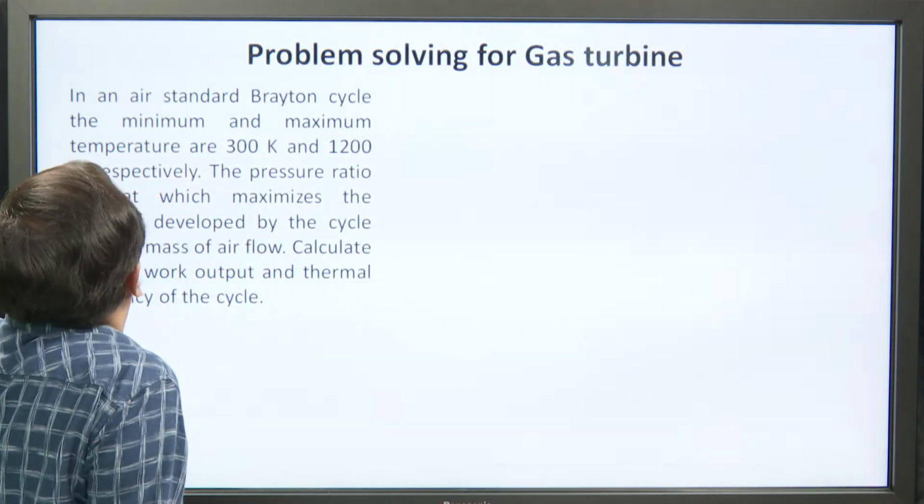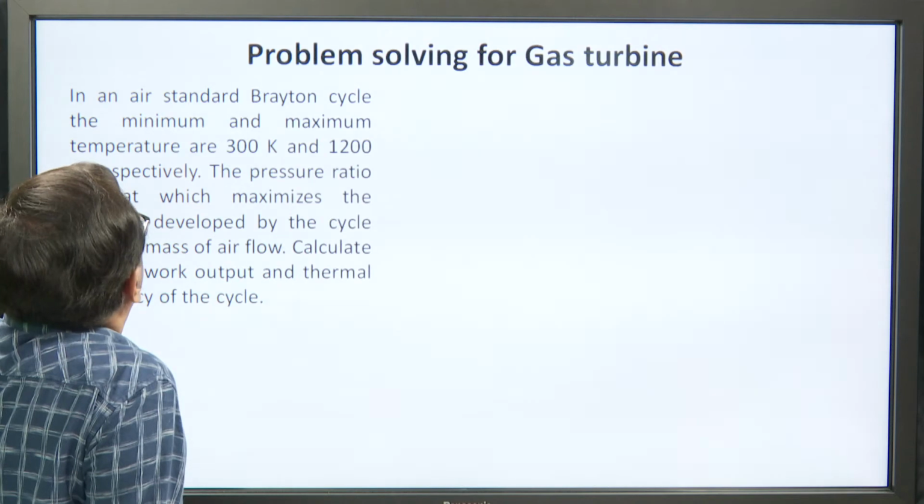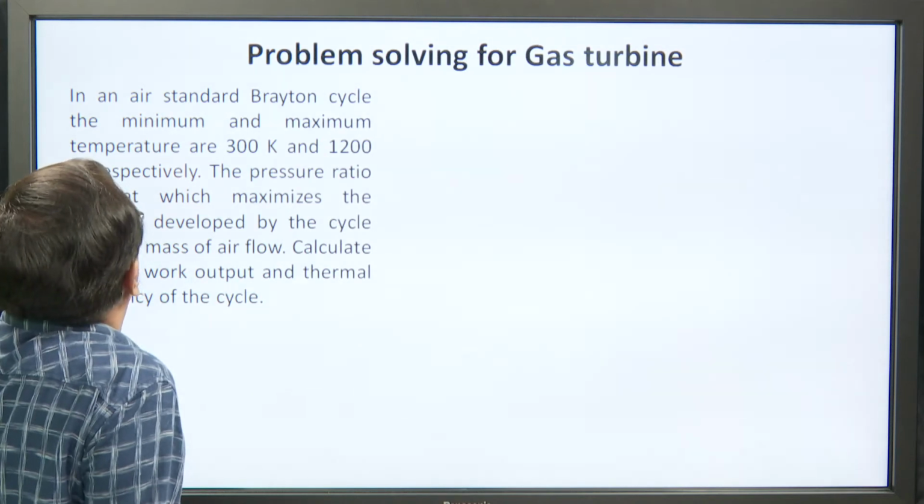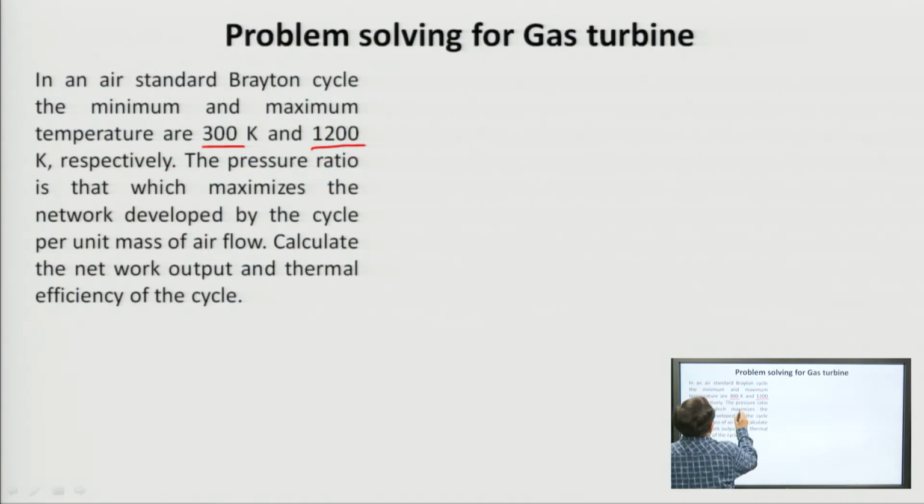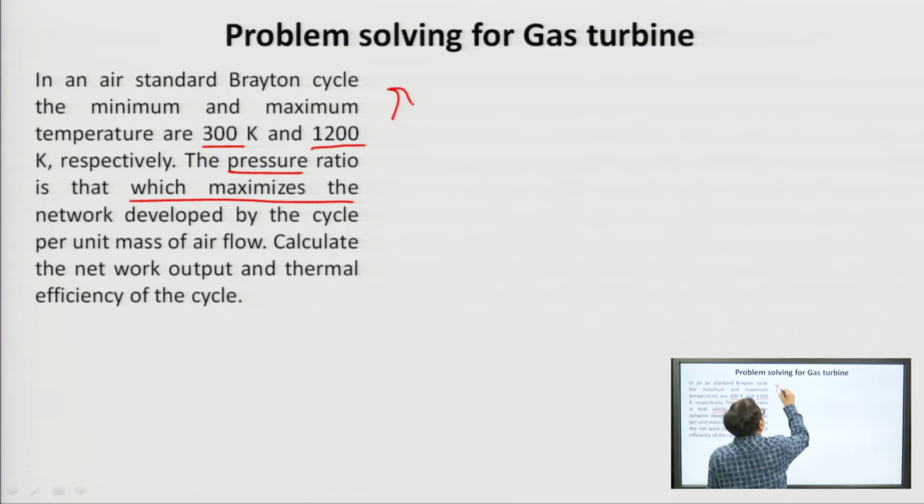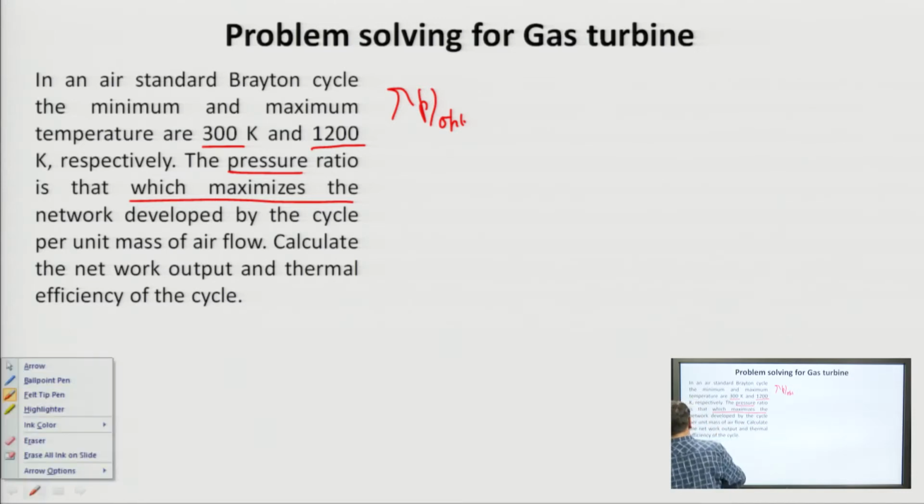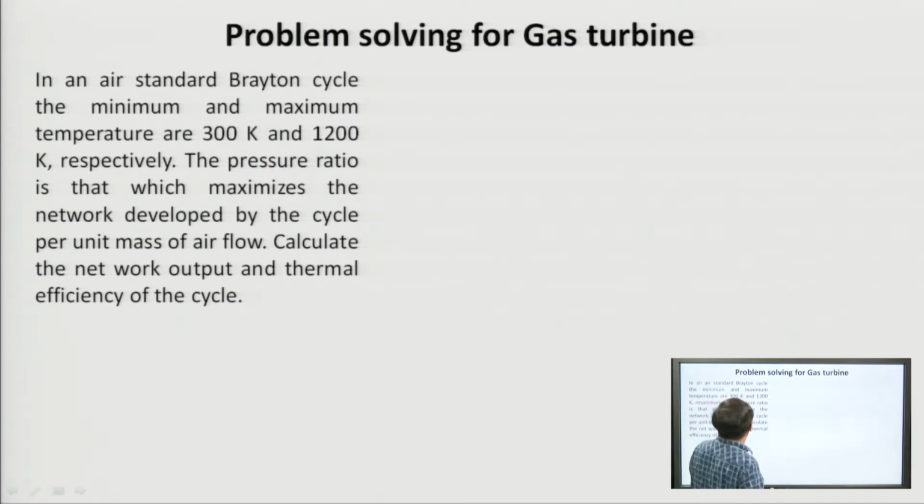It is given in an air standard Brayton cycle, the maximum and minimum temperature is given to you. This is the minimum temperature, this is the maximum temperature. The pressure ratio is not given, but it is given that the pressure ratio is the one which maximizes the net work developed by the turbine. So, the pressure ratio is optimum for which the work output is going to be maximum.